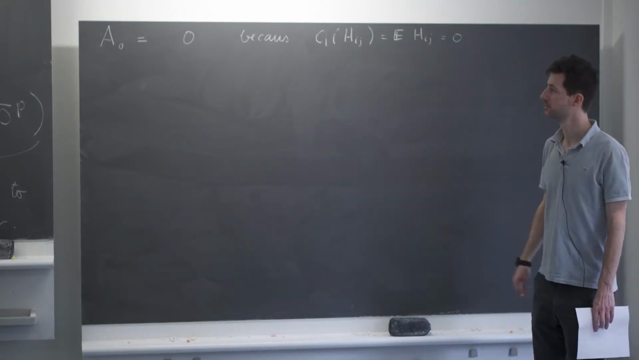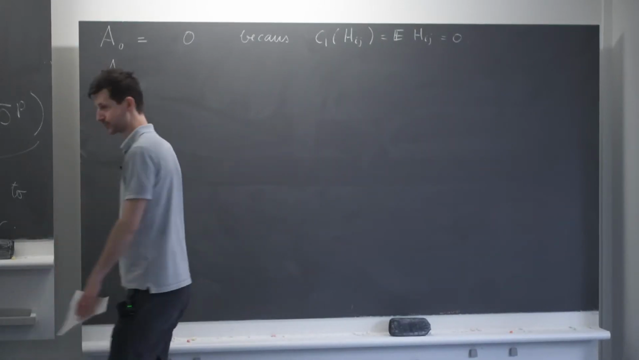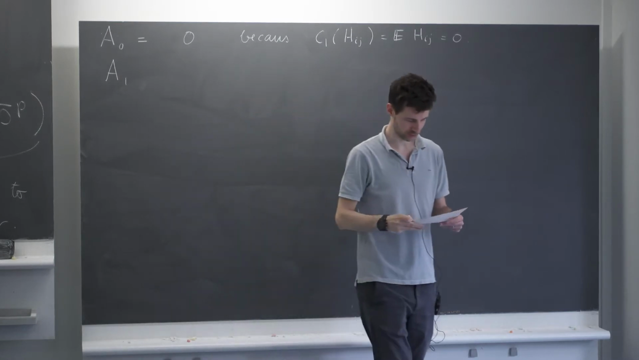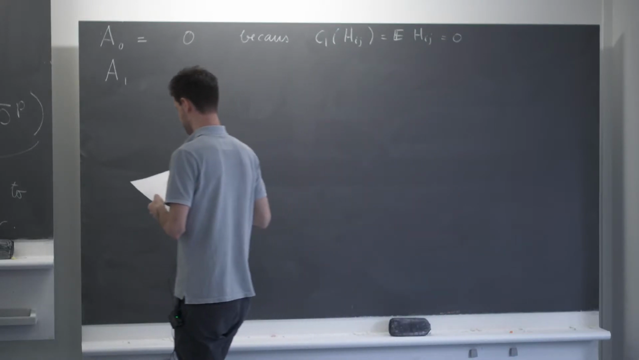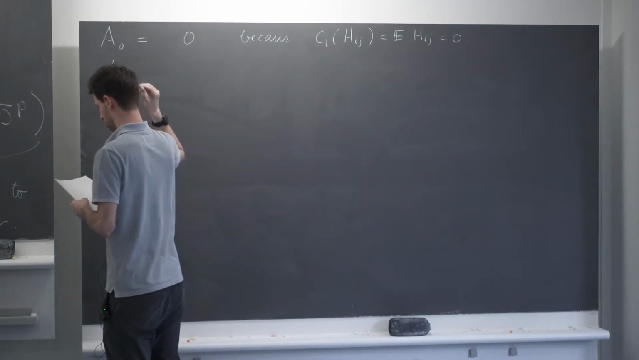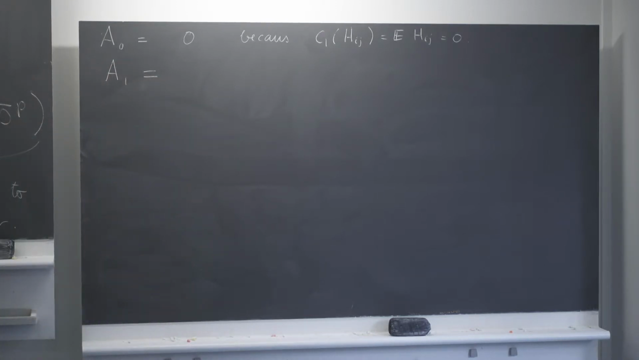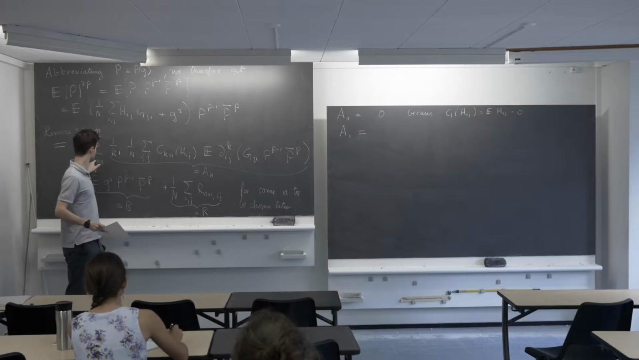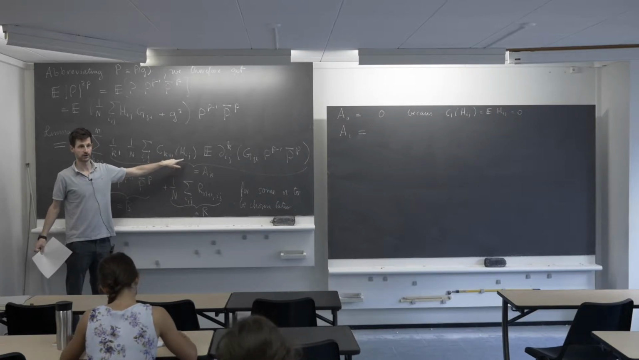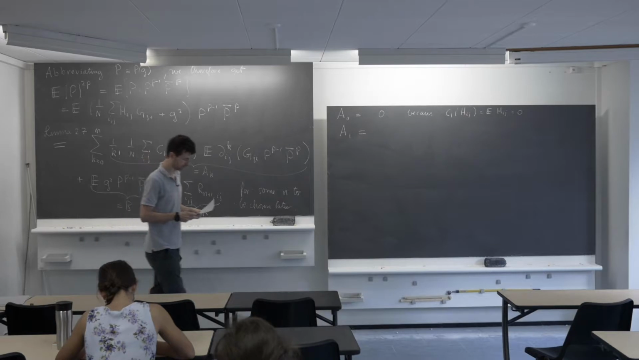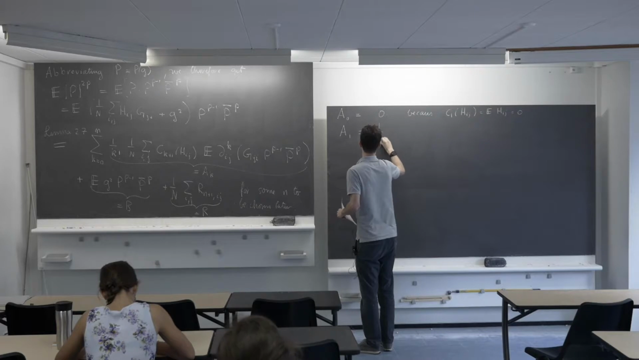Okay, so that's the first one. That was easy. Let's see if the next one is as easy, and the answer is no. The next one requires some computation, but the next one is also the most interesting one. So everything happens in A_1. So let me just recall what this was. If I take k to be 1, then I get c_2 of h_ij, which was the variance of h_ij. And if you recall, I chose it to be (1 plus delta_ij) over n. So A_1 is equal to 1 over n.